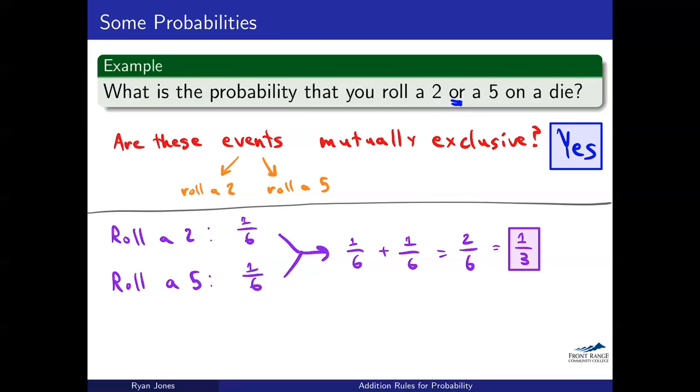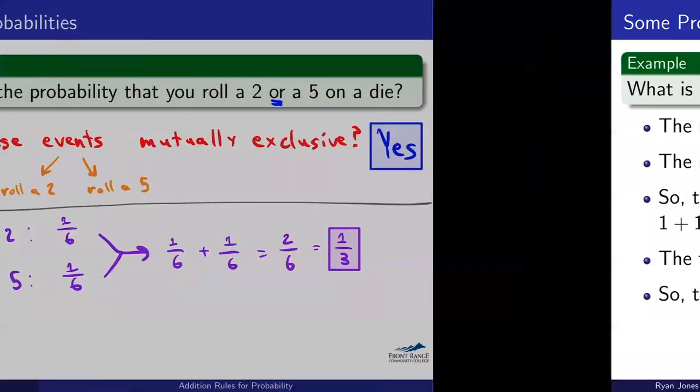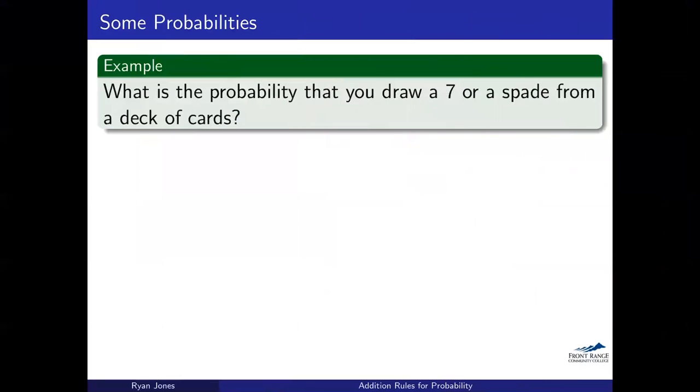So what I want to do is continue on. I actually want to do another example here, and it's going to look similar, but it's going to be slightly different. Let's say that we're drawing from a standard deck of cards, or a 52 card deck, and I want to know what's the probability that I draw a 7 or I draw a spade.